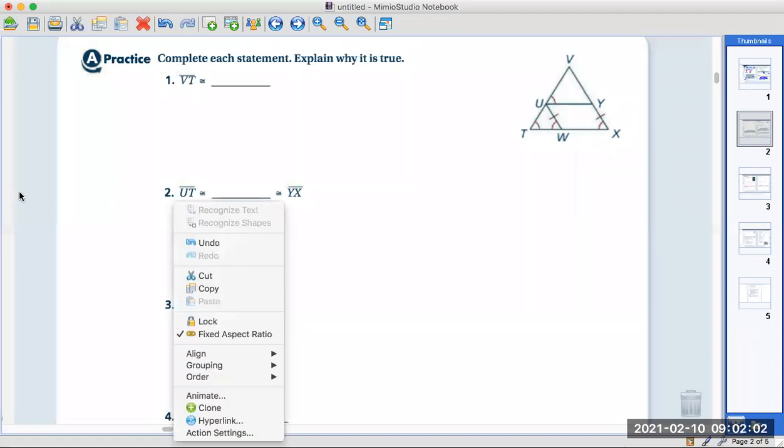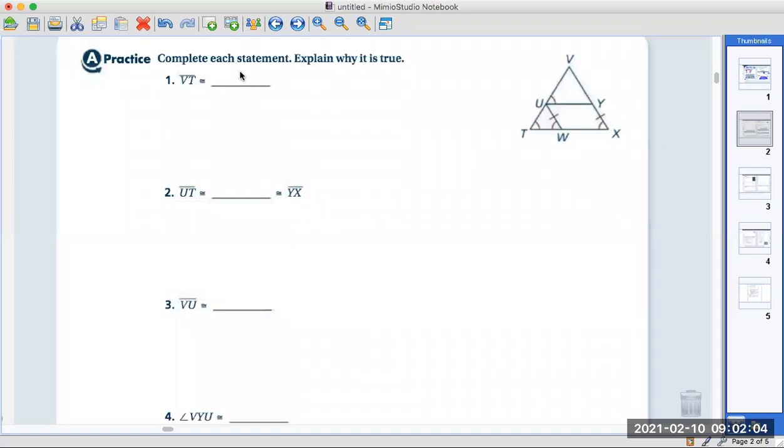All right, let's look. VT is congruent to, first I make sure I understand what VT is. VT is congruent to VX. And the reason is the base angles are equal, so the big triangle is isosceles. Base angles are congruent.